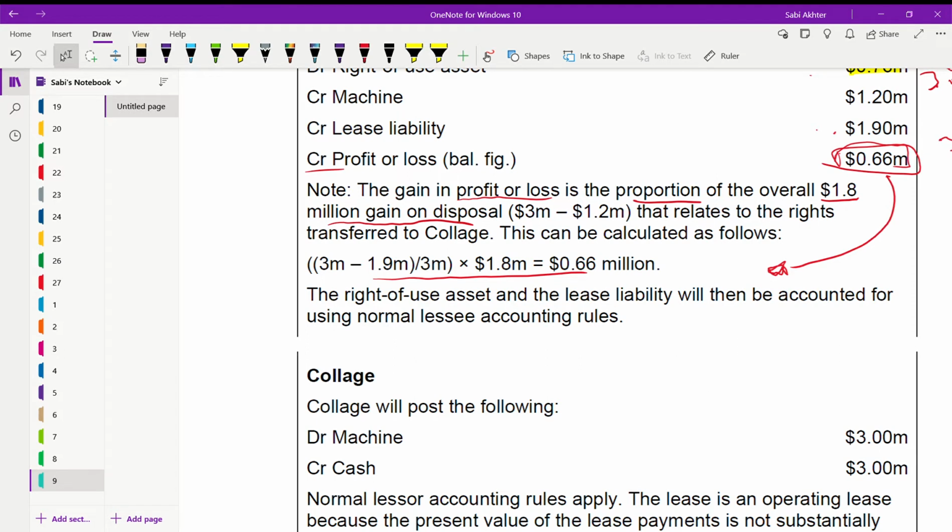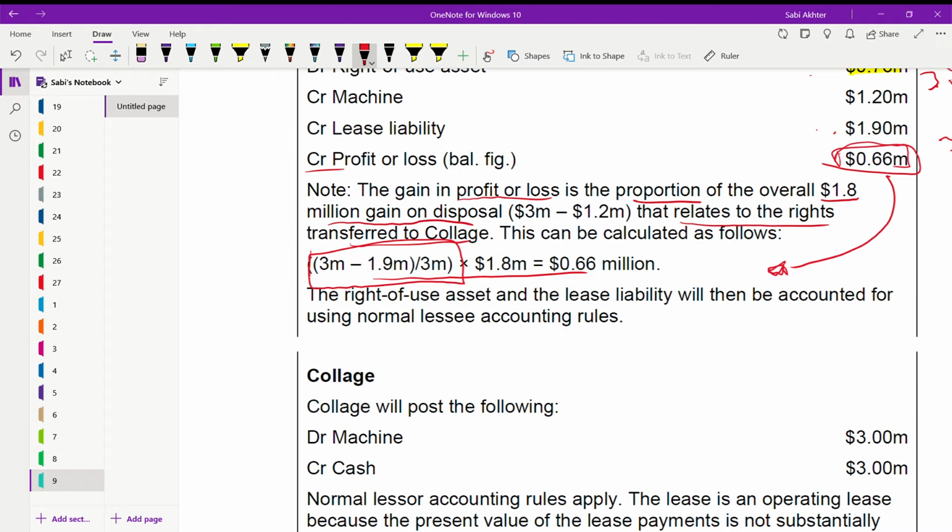what is the proportion? When you want to calculate a gain or loss, it can only be calculated for the proportion which you have sold, which you have transferred to college. So this relates to the right that you have transferred to college. Remember, the right, not the asset. This is the fraction which you need to know: 3 minus 1.9, divided by 3.